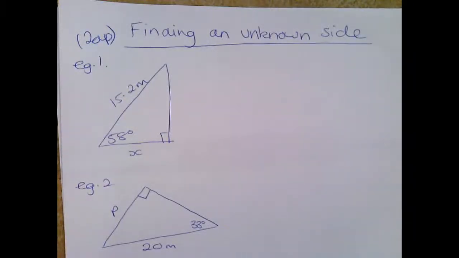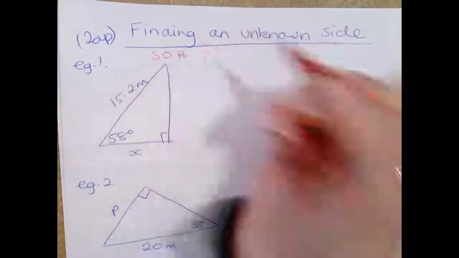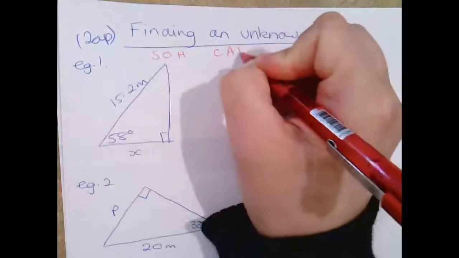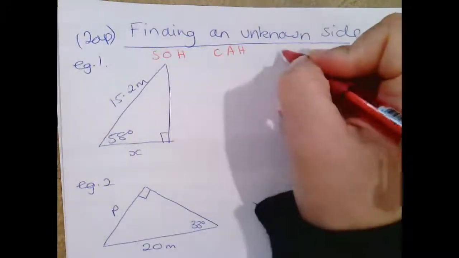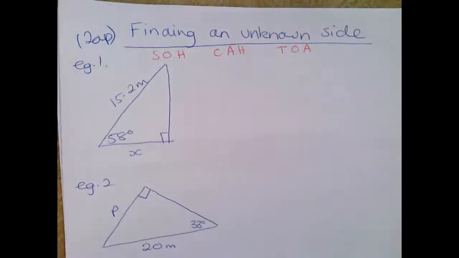So we're going to look at finding an unknown side in a right-angled triangle. And this will involve using the three trig ratios that we learned about last term, being sine, cos, and tan. Sine is equal to opposite over hypotenuse. Cos is adjacent over the hypotenuse. And tan is opposite over adjacent. So SOH CAH TOA. Those three ratios are really important and will help us to find the unknown sides.